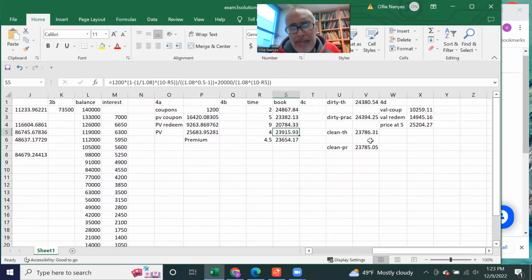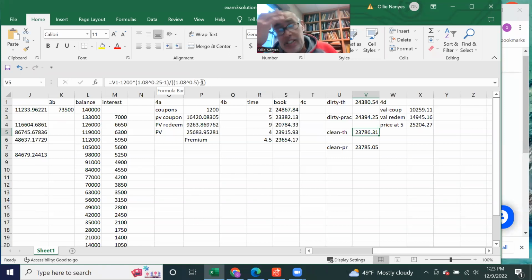In this case, the clean theoretical, you could see, first of all, notice I used 0.08, 0.25, but then the rate you're using is the interest rate over the half-year period. So you're really dividing by that 0.03, whatever, 0.039 right there. So that gives you the clean theoretical.